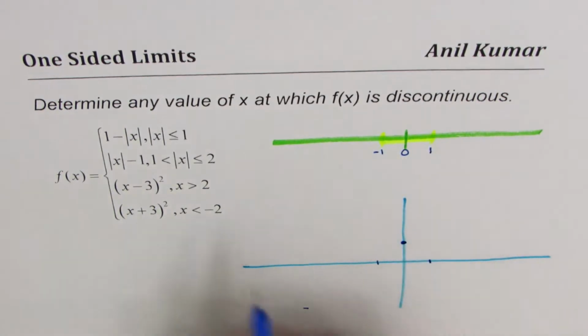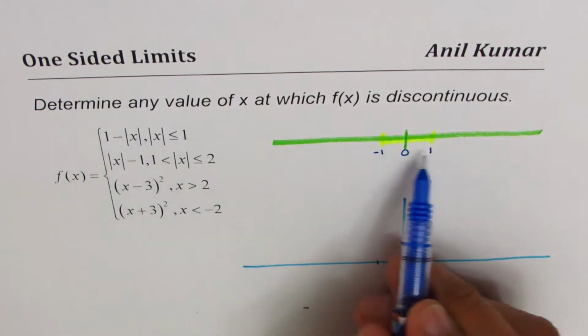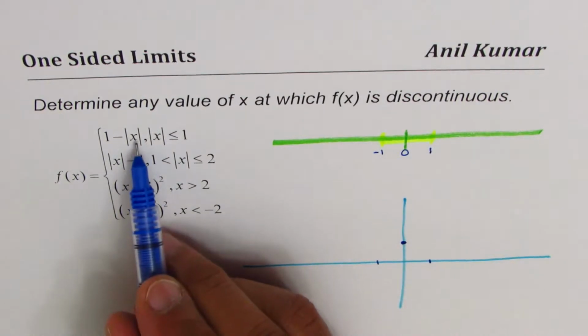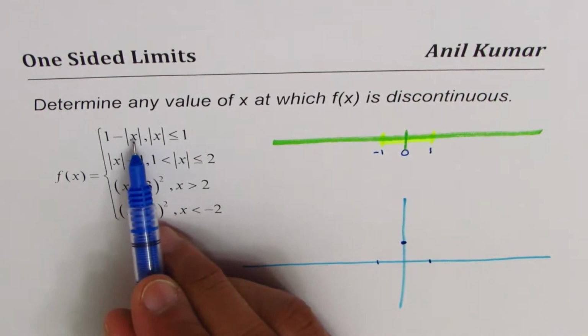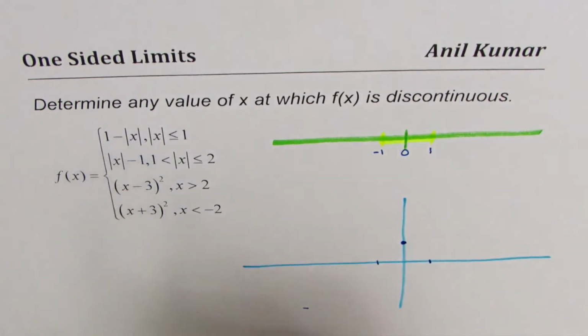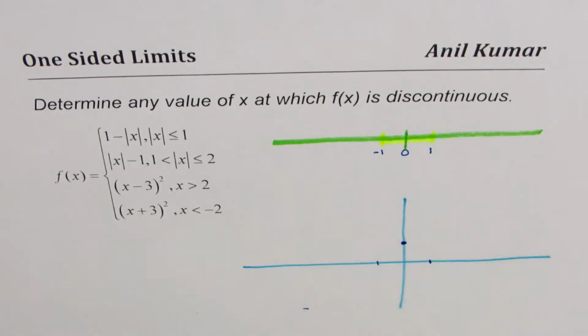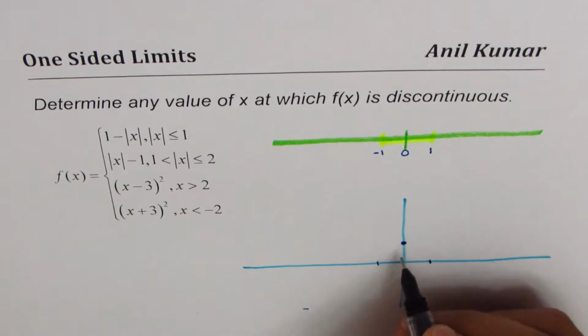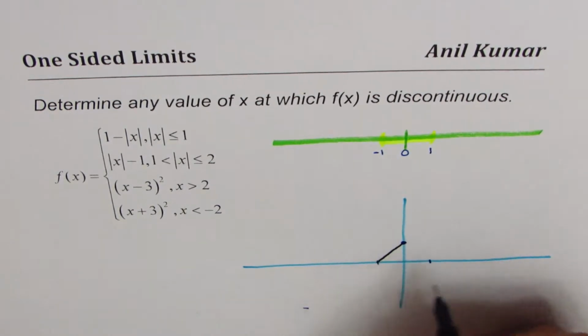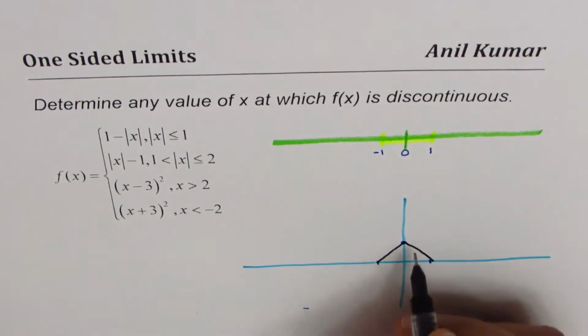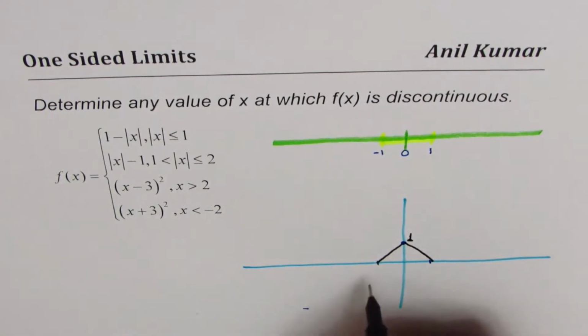If I take these two values, if I write 1 here, absolute value is always positive, so 1 minus 1 is 0. For minus 1 also, it is going to be 0. So the graph which we get will be like this, where this point is 1, and this is minus 1 and 1.